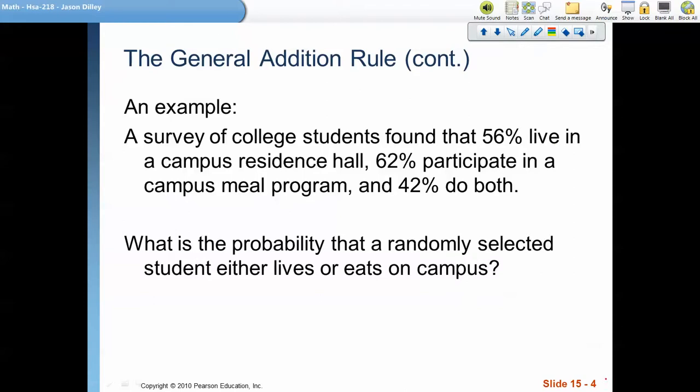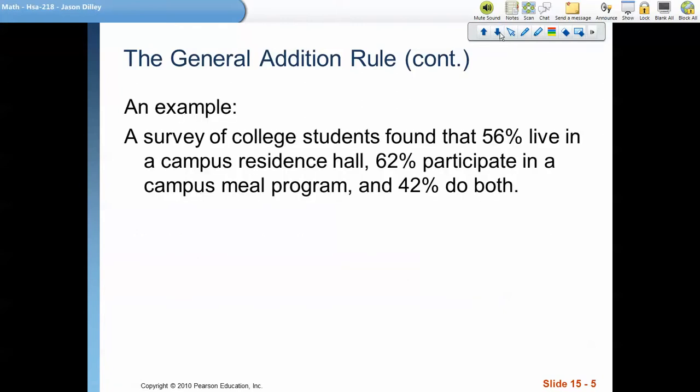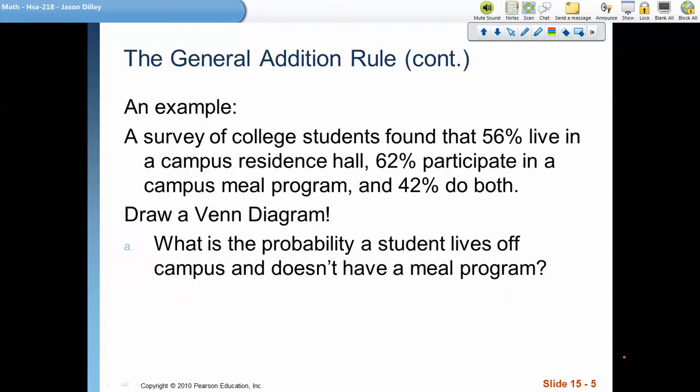So what's the probability that a randomly selected student either lives or eats on campus is the question. I think I want to draw a Venn diagram first.